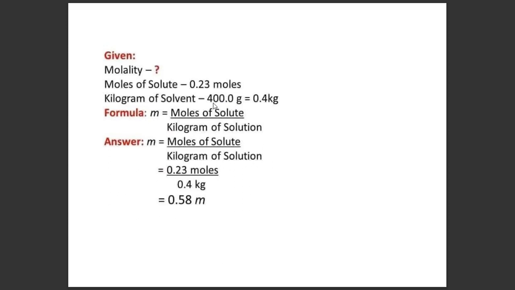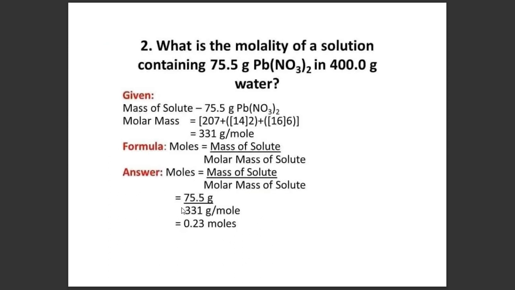Now we can put the values in to find the molality. That's 0.23 moles over the kilograms of solvent, which is 0.4 kilogram. So this is the molality of a solution containing 75.5 grams of lead nitrate in 400 grams of water.